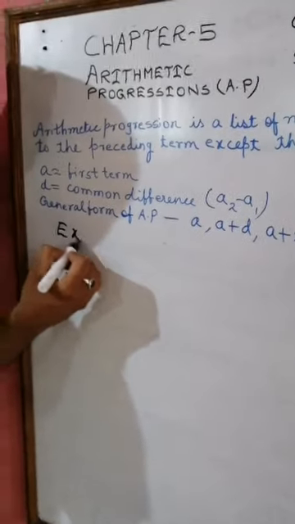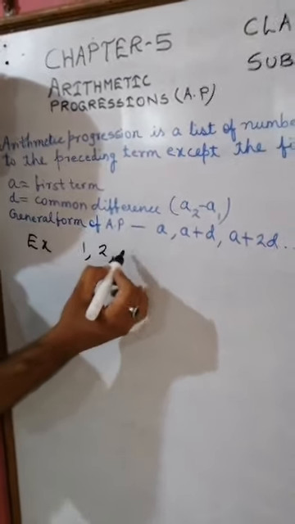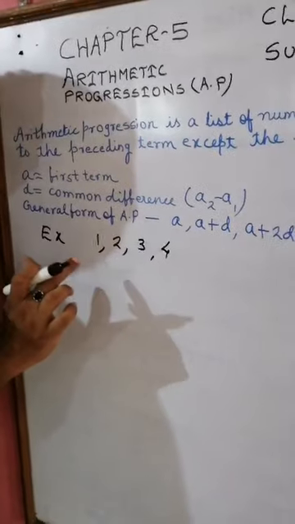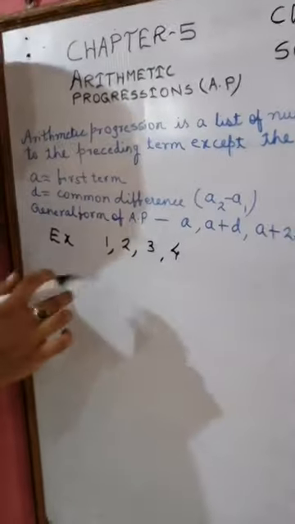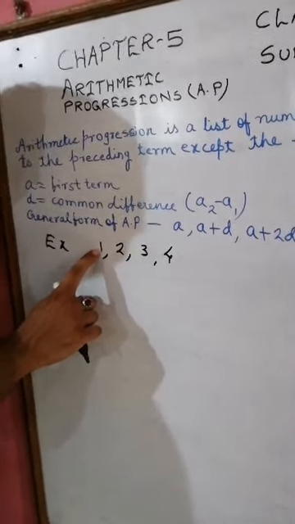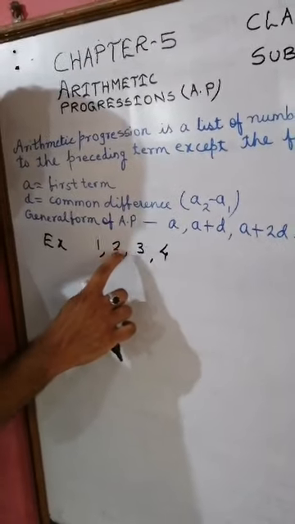Suppose 1, 2, 3, 4. These numbers are there. This is one example I took to make you understand. The first number here is called the first term. The second number is 2, then 3, 4.